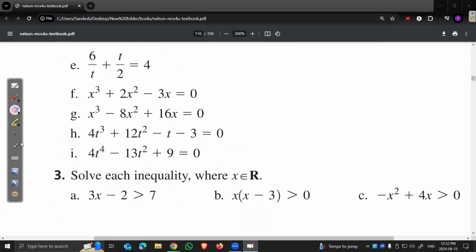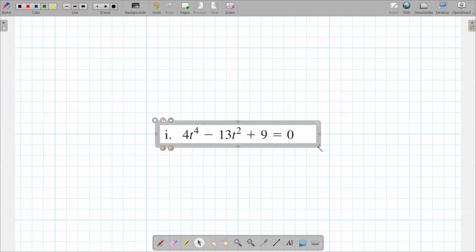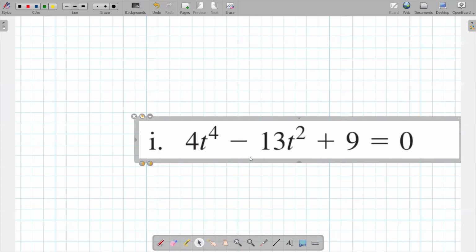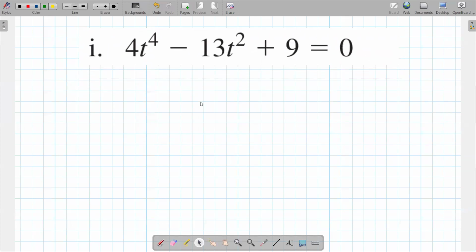We will do this problem. It says solve this equation. How do we go about solving this equation? So it's a polynomial. By that, it has power 4. Everything is on the same side, so that's good. How do we solve this equation?